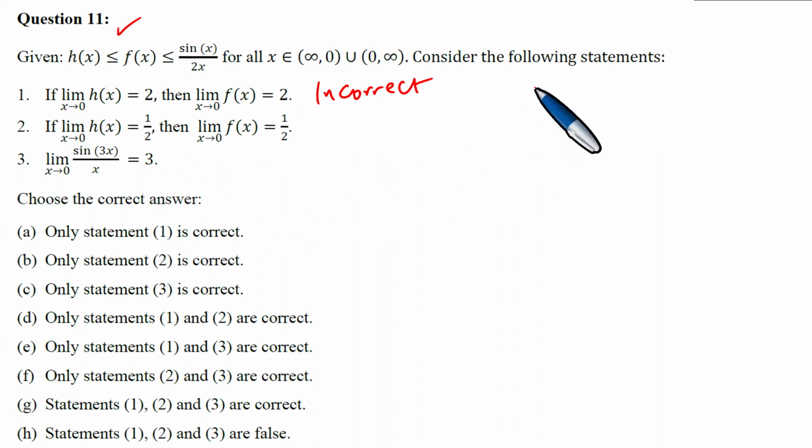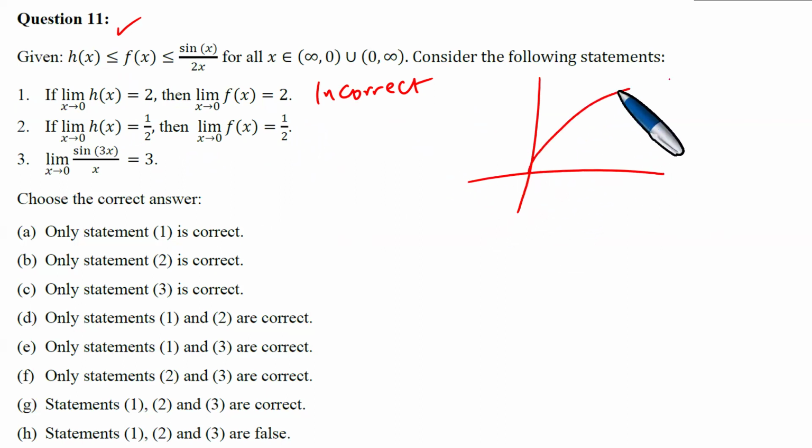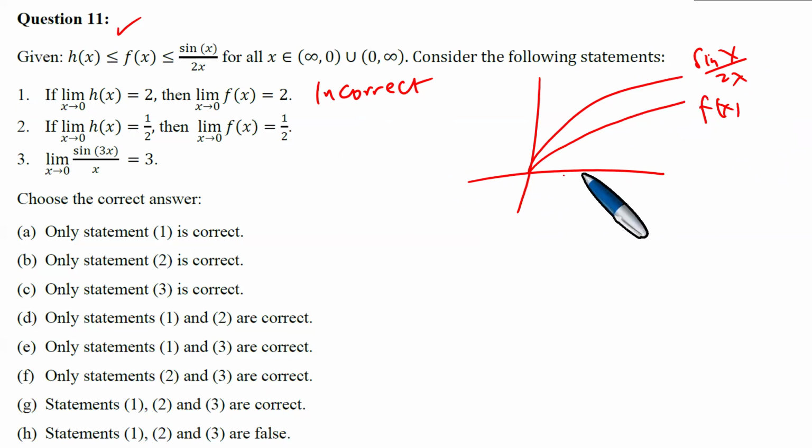Next point, because whatever you're having here, you can use the graphs and say, there is the greatest of the functions, which is sine x over 2x. And then you have another one, a little bit below, where f of x is smaller than that one. And then you have this one here where h is the smallest of all the functions. So at this point, you are able to observe that if the limit of this is 2, it does not mean that this is actually 2. Now, in the second case, if the limit of h is 1/2, then it would mean the limit of f of x is also 1/2. So that would also be incorrect.